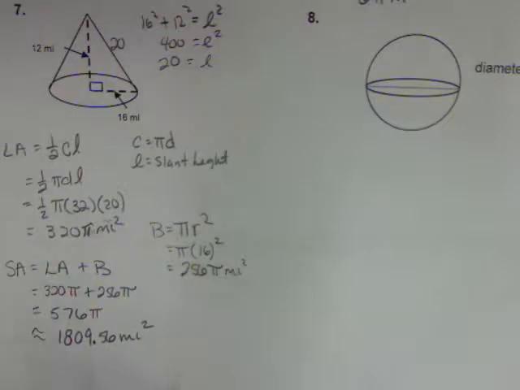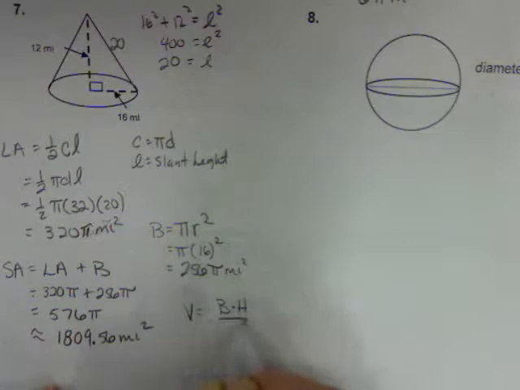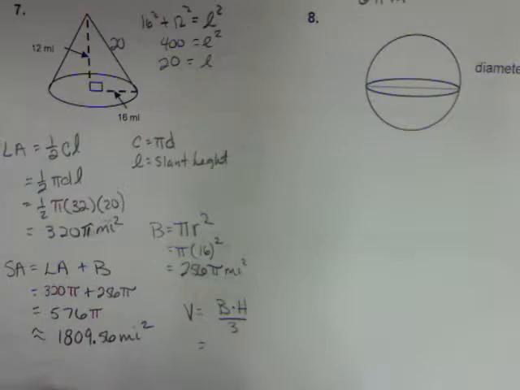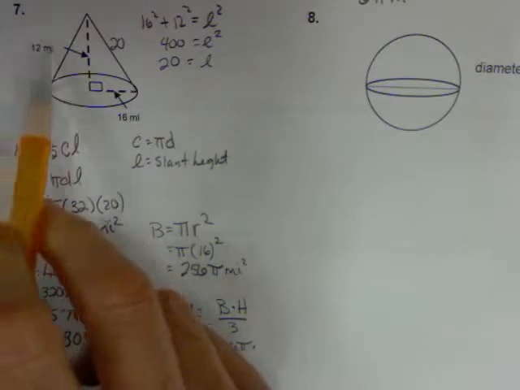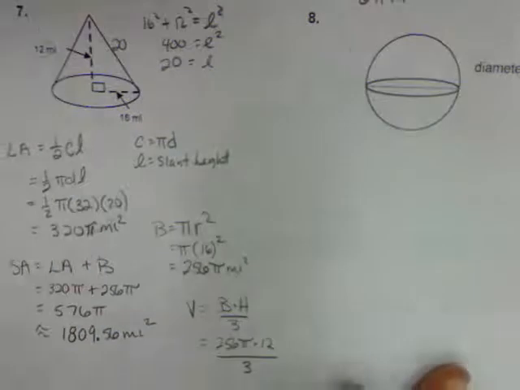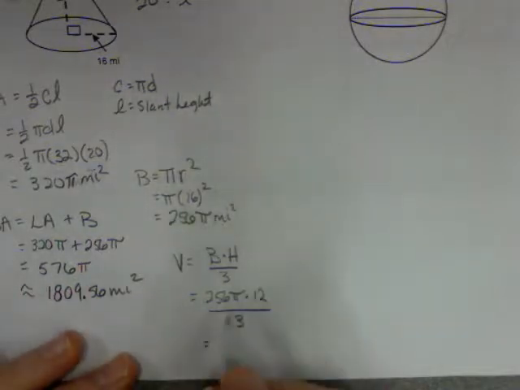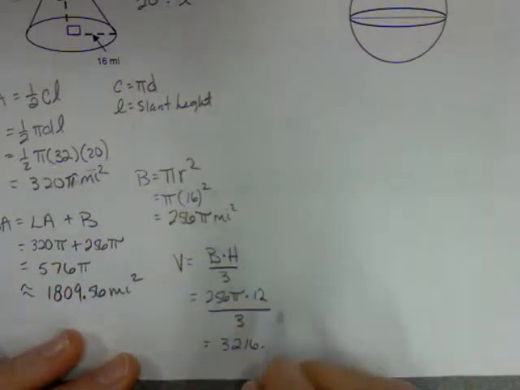Okay. And then the volume is just going to be the area of the base times the height, but since it only has one base, it's not a cylinder, we're going to divide that volume by 3. We already know the area of the base. The area of the base is 256 pi. The height is 12, so we're going to multiply that by 12, but then divide our answer by 3. And the final answer there will end up being 3,216.99 miles cubed.